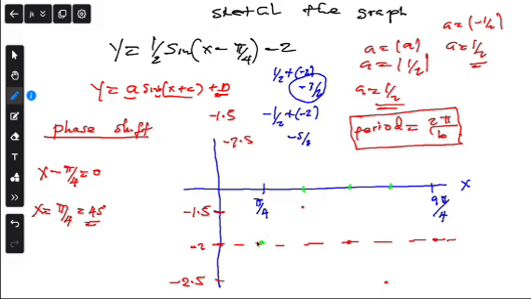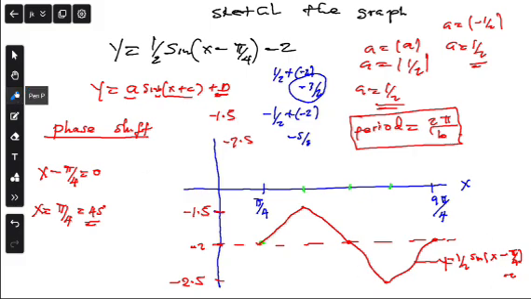So let me draw the graph. I'm starting from here and my graph is going to look something like this. I need to go down, passing through this point and reach this point here and go up like this. So this one is going to be my graph. So y is equal to half sine, open bracket, x minus pi divided by 4, close bracket, then minus 2. This is how you're supposed to graph this one.